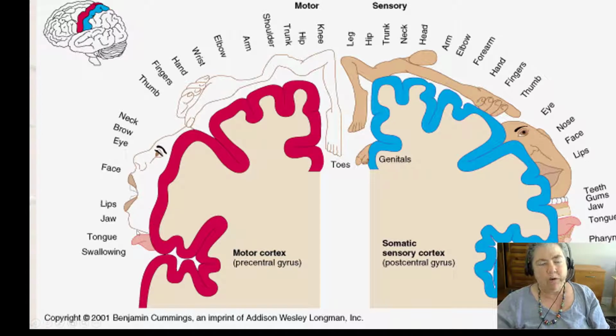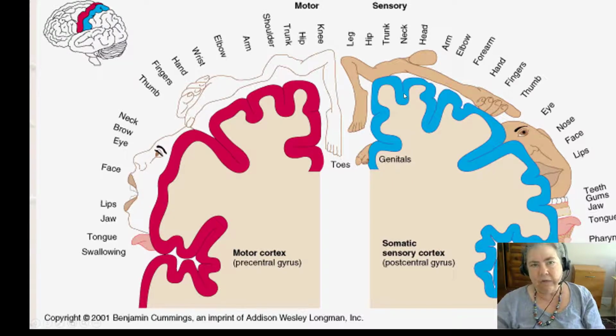So similarly, if we come back behind the central sulcus to the sensory cortex, we have a right and a left side. The right side is receiving information from the left half of the body. The left side is receiving information from the right half of the body. The legs, just like on motor, are kind of down in this interhemispheric fissure, as are the genitals.